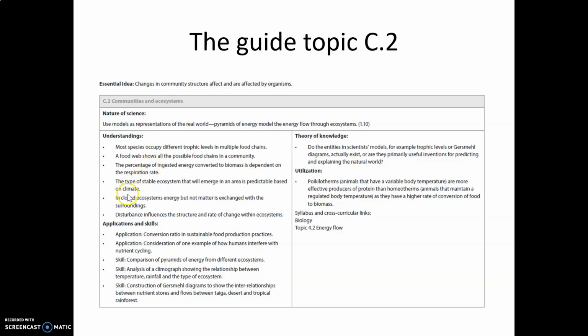And then there is something about how the climate affects ecosystems and how disturbance might influence ecosystems. Down here, this also has to do with energy flow in food chains. Again, something about pyramids of energy, and again, something about climate. There are two different ways of modeling the effect of climate on ecosystems. One is a climograph and the other is a Gersmehl diagram, and you'll learn about both of them.